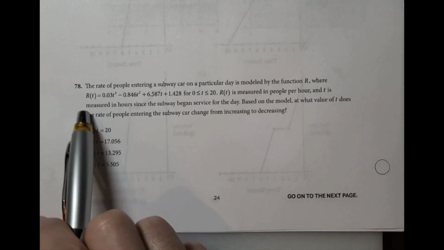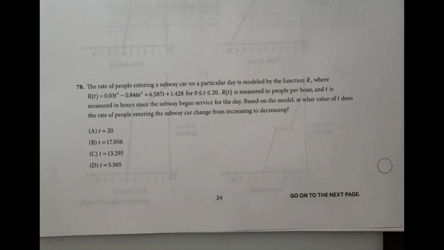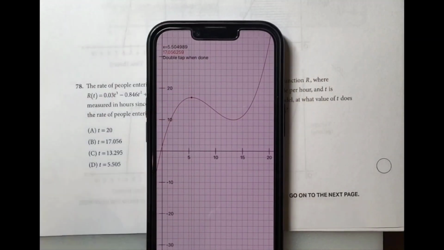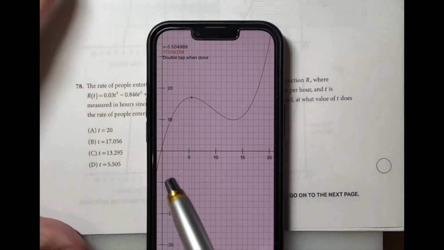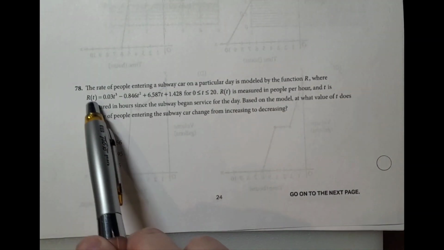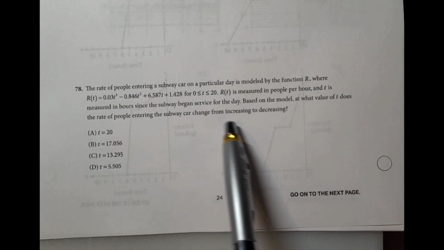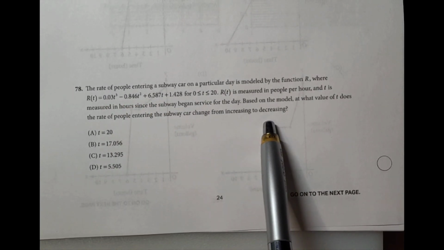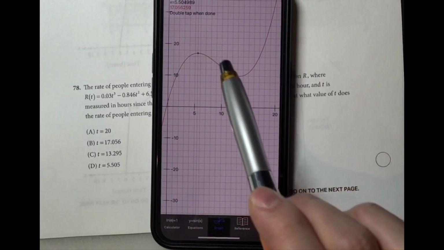Okay, so the best way to go about this is probably to graph this. So I have it in my calculator already. Looks something like this, between 0 and 20. So they're asking when r, which is the rate of people entering the subway, changes from increasing to decreasing. So basically, the function increases here, and then it decreases here.